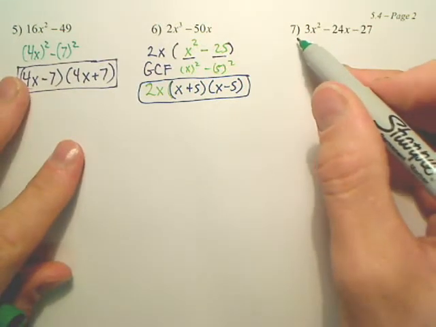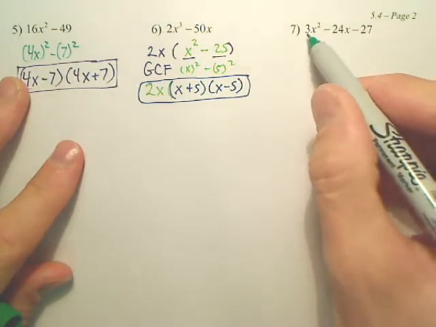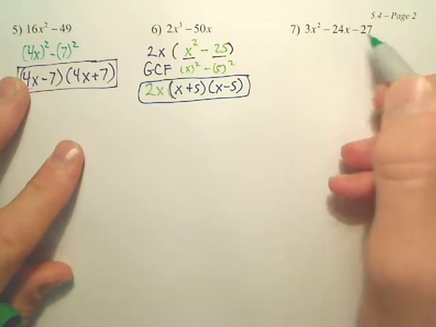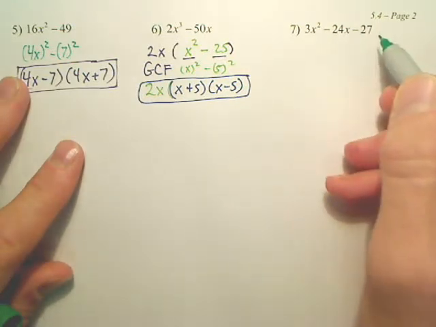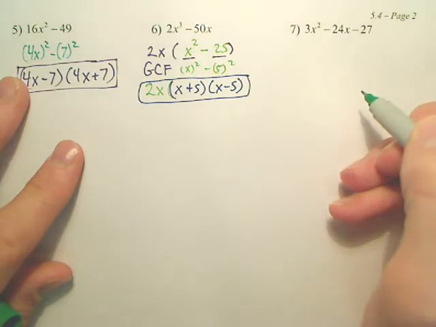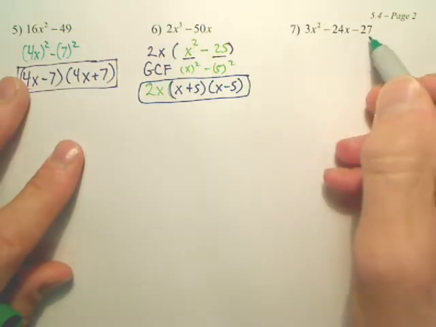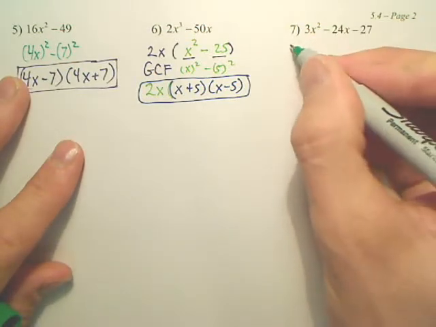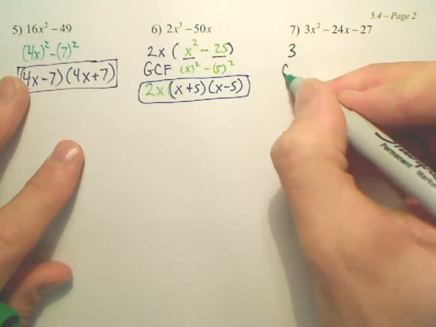Okay, number 7. First look, is that a square? Or either of these squared? No, so we can't use the perfect square trinomial method. Okay, do I need to multiply 3 times negative 27? Yeah, but isn't there a GCF? The first thing you always need to look for from now on is GCFs.